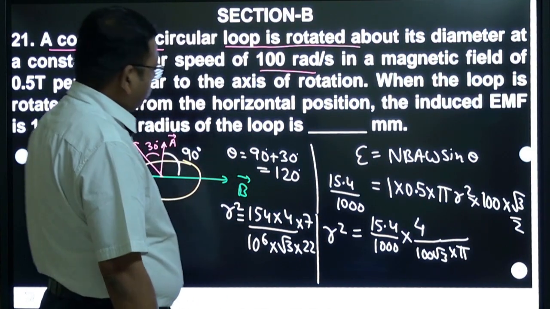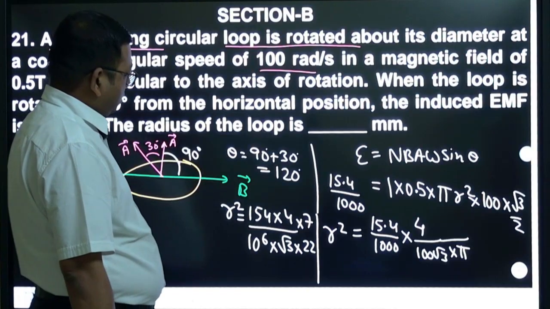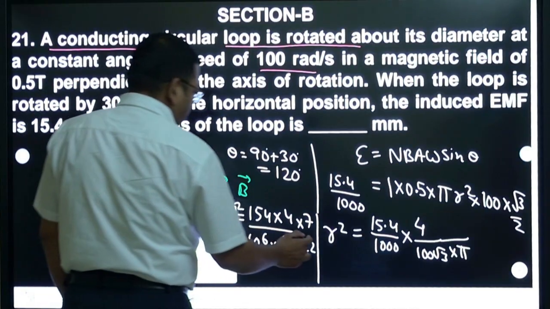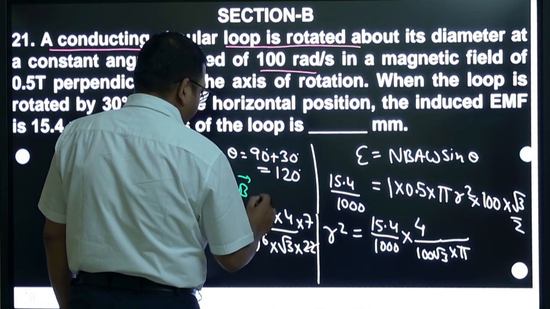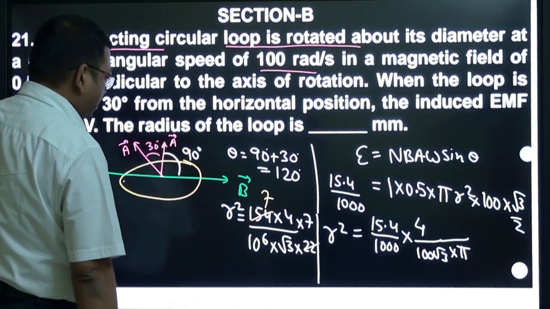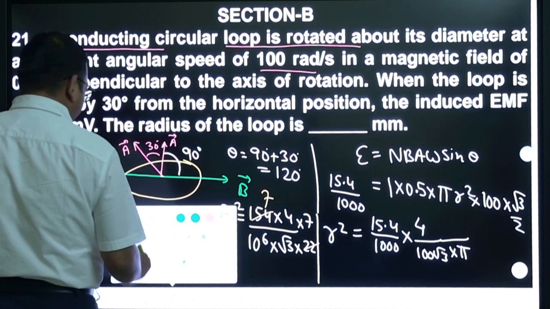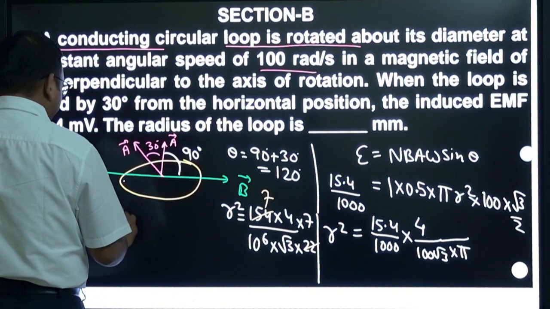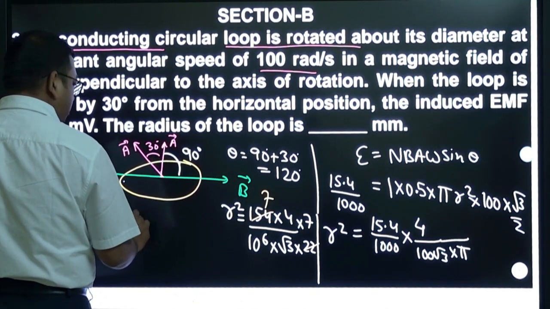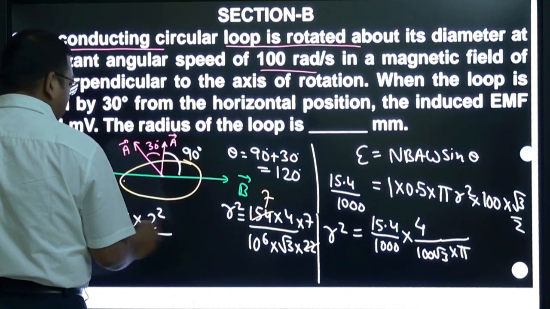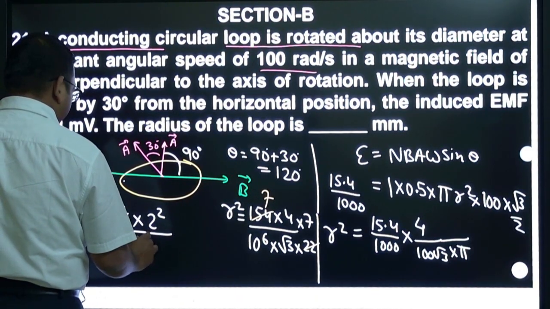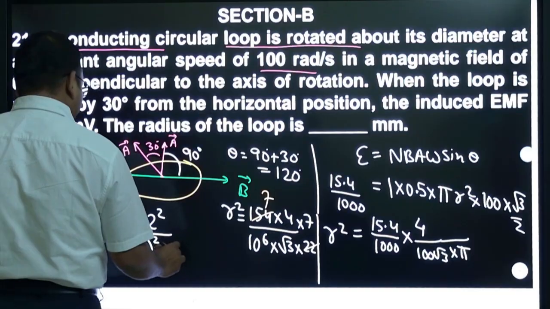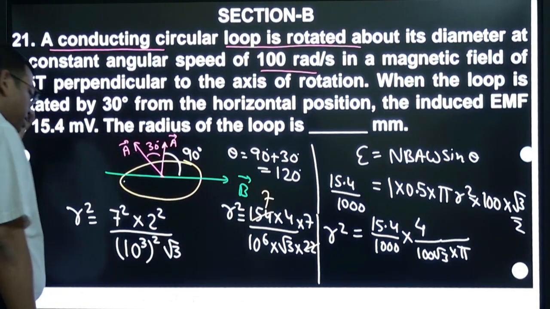Now this 22 seems to be cancelling, no? 22 will cancel with 154. How many times? 22, 7 times, correct? 7 times it is getting cancelled. So what are we getting as r square? R square, 7 into 7, 7 square is coming. 4 means that is 2 square. 10 to the power 6 means 10 to the power 3 whole square, correct? Only the root 3 factor is coming, which is not coming as a perfect value.